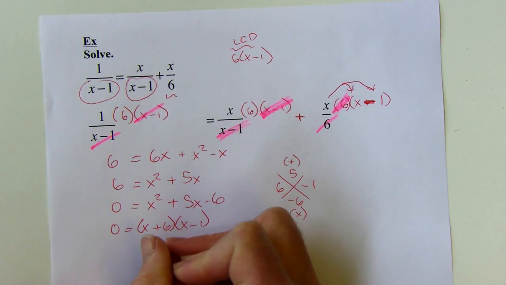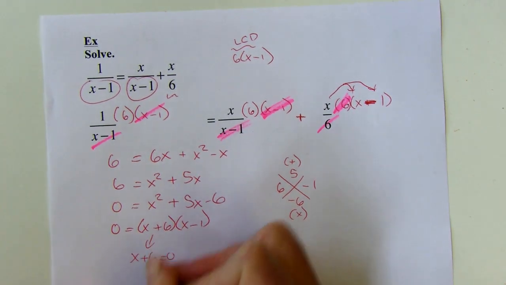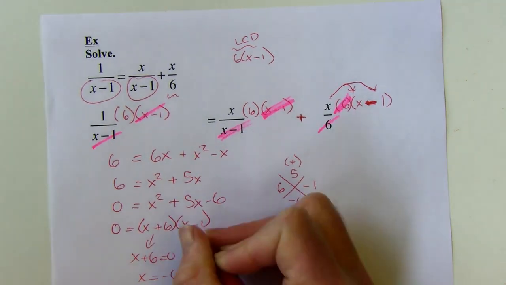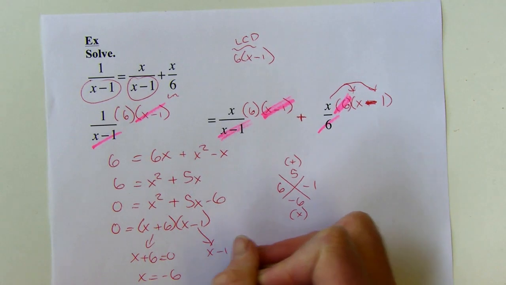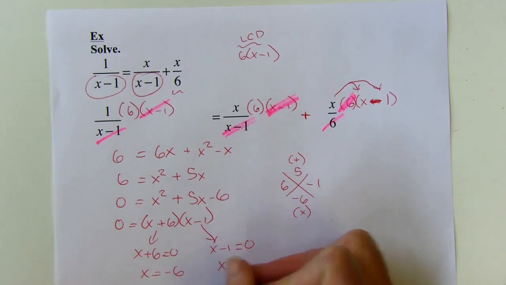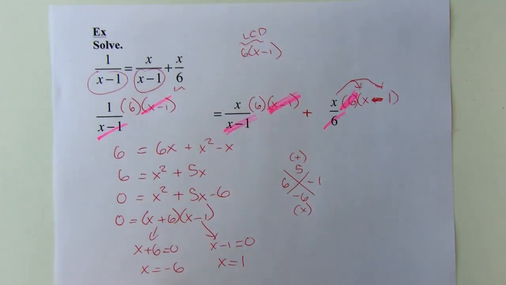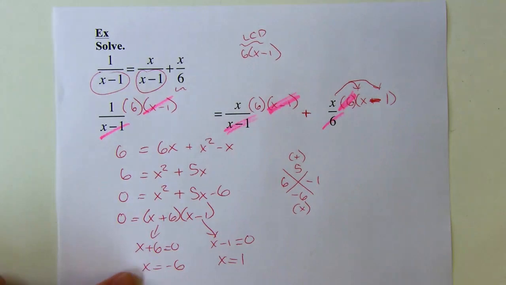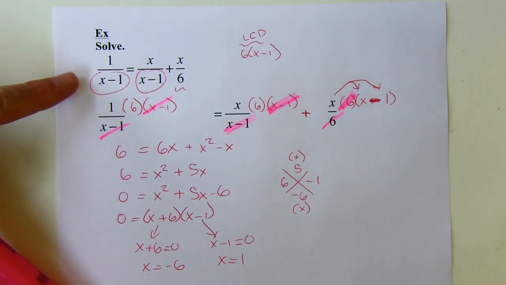Okay, and then if x plus 6 equals 0, then x equals -6. And if x minus 1 equals 0, then x equals 1. And I want to take a look at those. So I'm just doing a spot check. I'm just looking for possible 0 denominators.